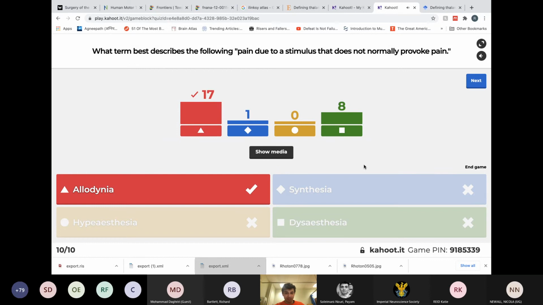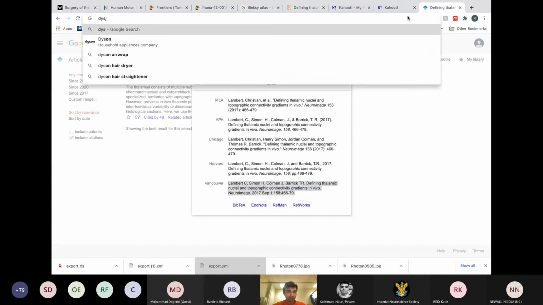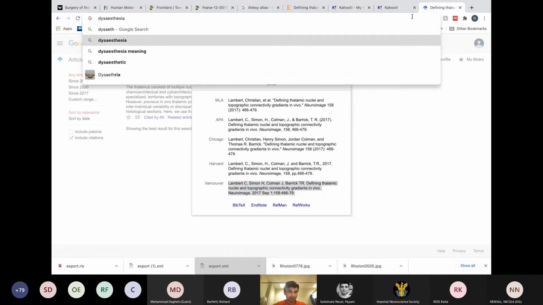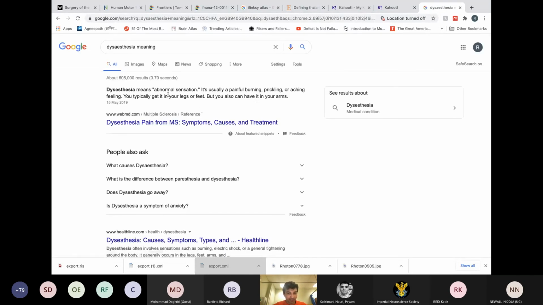Okay, nice job. If I confused you, apologies. I think I may have drank. So pain due to a stimulus that does not normally provoke pain is allodynia. Sorry, dysesthesia I think is worsening pain. Let me just Google this for you guys just to get some clarity. It's very confusing. I've probably confused you guys.